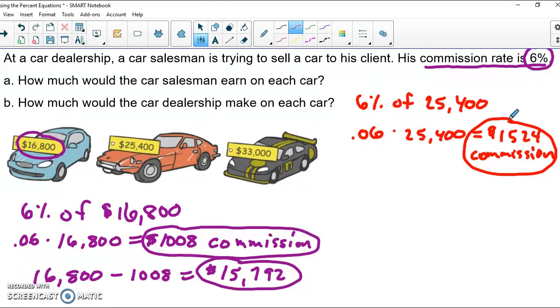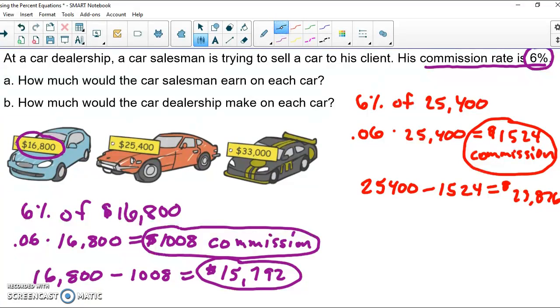So if I want to know what the dealership makes, I need to take the price of the car. They sold it for $25,400, but they don't make all of that because they have to pay the salesman his commission. So when I subtract from the price of the car the salesman's commission, that means that the dealership makes $23,876.